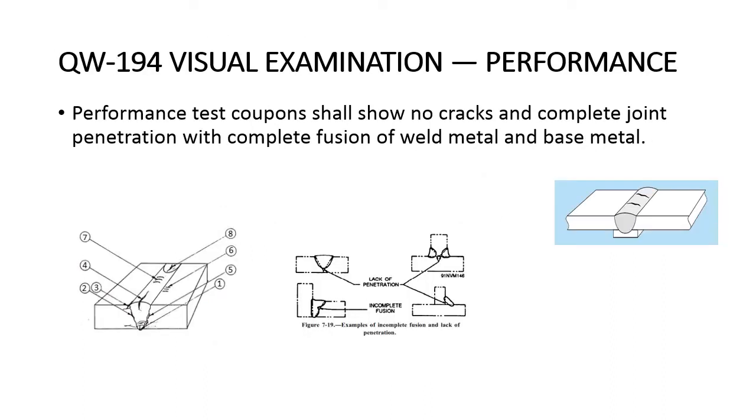Our last slide threw us forward to QW-194, visual examination. Performance. Performance test coupon shall show no cracks and complete joint penetration with complete fusion of the weld metal and base metal. So basically telling us that, hey, we can't have any cracks and we've got to have complete joint penetration, and then we can go on from there. This is for performance test coupons. This is for testing welders.